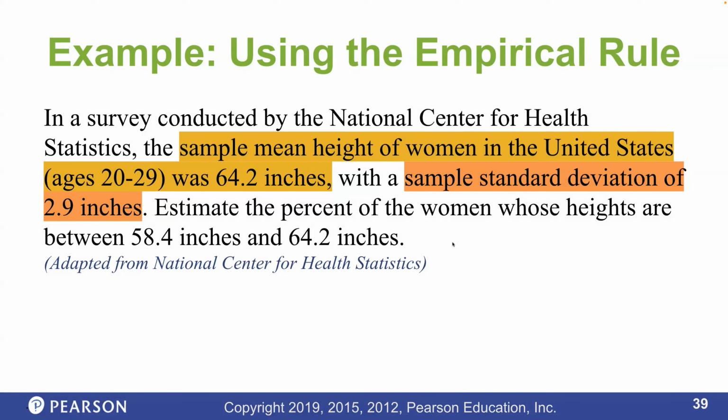All right, look at this for me, using the empirical rule. In a survey conducted by the National Center for Health Statistics, the sample mean height of women in the United States, ages 20 to 29. See, I was trying to apply myself into this, but I think I'm outside the age group, so I don't think I can, because that's the sample. So I shouldn't say the sample can represent women of all ages. But they just looked at these people. The average was 64.2 inches with a standard deviation of 2.9 inches.